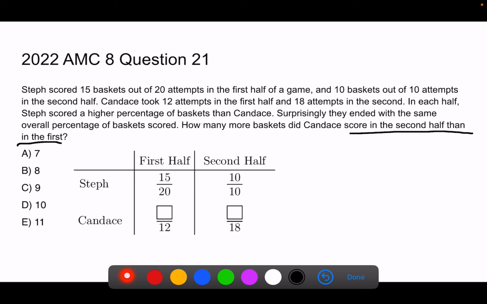All right, so very nicely, this question actually gives us a picture to summarize the information. So Steph, first half, 15 over 20, which is 75%, and second half, 100%. Altogether, so you can add overall, you get 25 over 30.